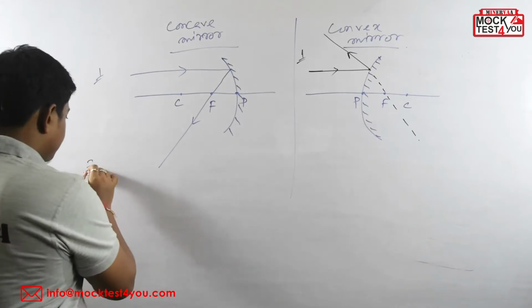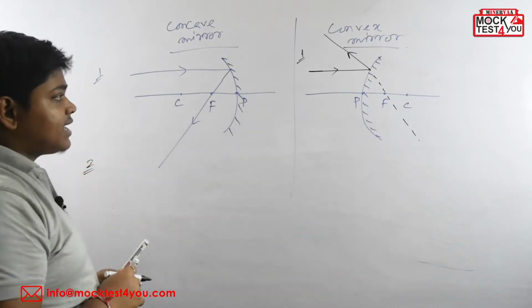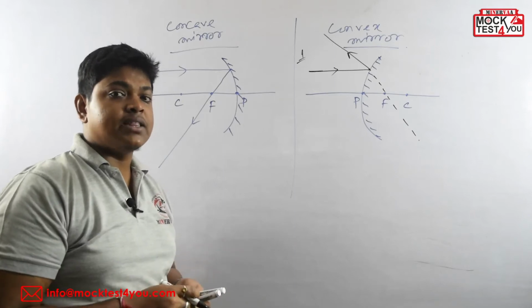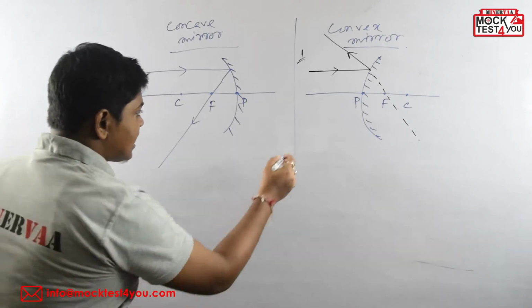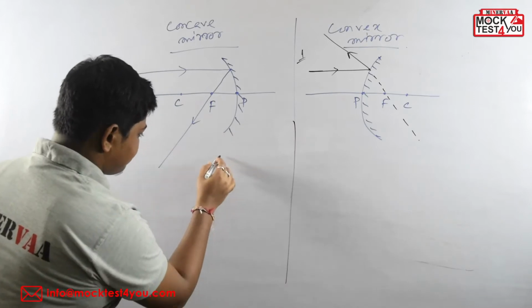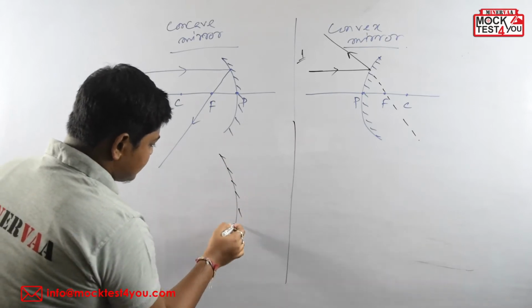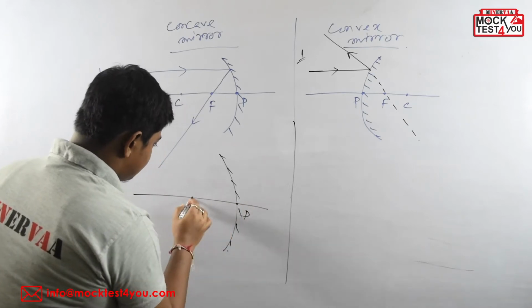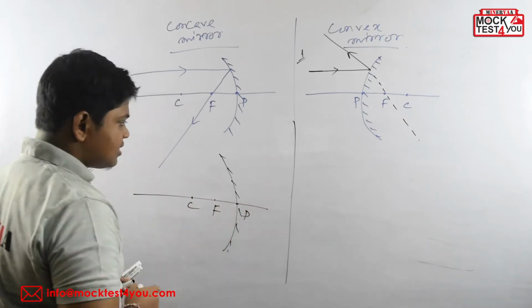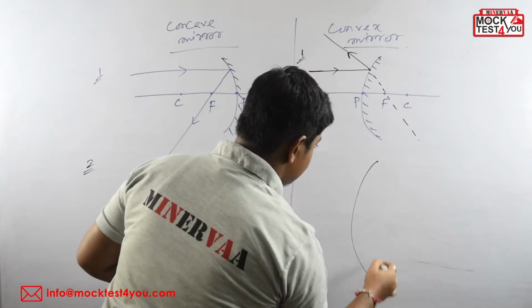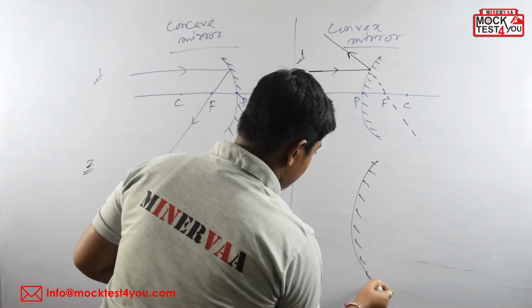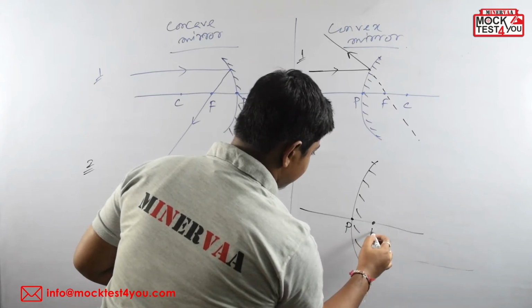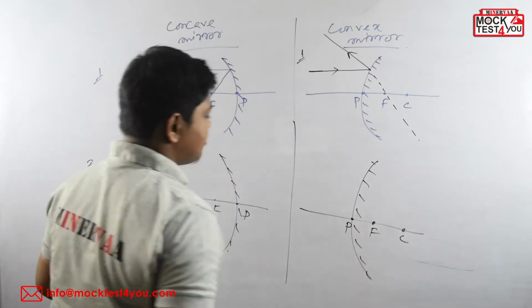Second thing, that means in every case we have 3 cases. For the 3 cases we just have to make the diagrams. The next case, again we are just making diagrams. I am making diagrams quicker. There is the pole, there is the center of curvature, and that is the focus. In the case of convex mirror also, I am making the diagram faster. So this is the pole, this is the focus, and this is the center of curvature.